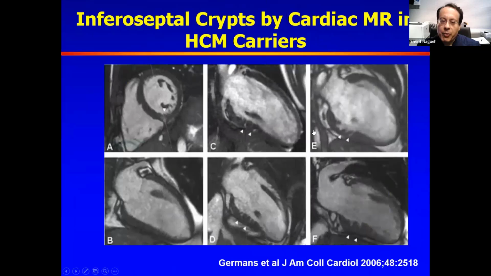CMR can also show the presence of crypts, as you notice here in the inferior lateral wall. They can also be seen in the inferior septum. Crypts can be seen in patients who carry a positive genotype, a pathogenic mutation for hypertrophic cardiomyopathy, but who do not yet have hypertrophy. They can be seen in patients with actual hypertrophic cardiomyopathy and pathologic hypertrophy, but they have also been reported in normals.